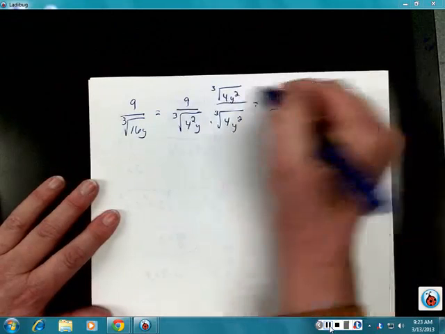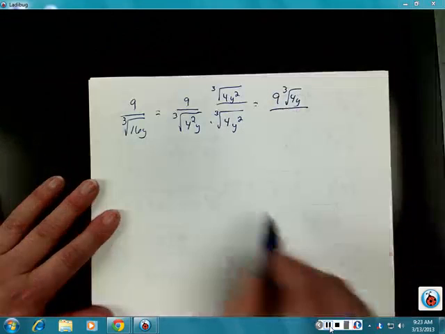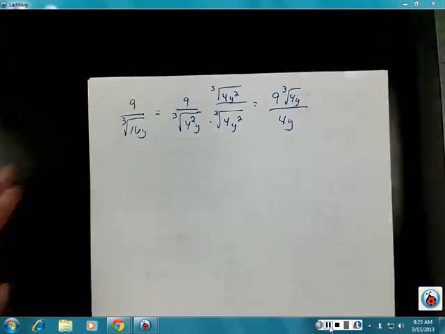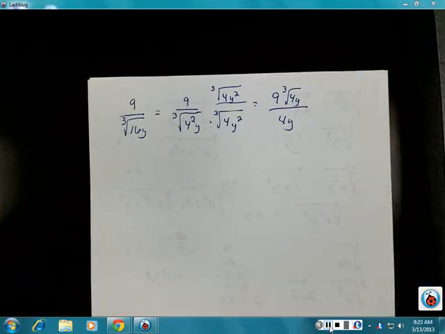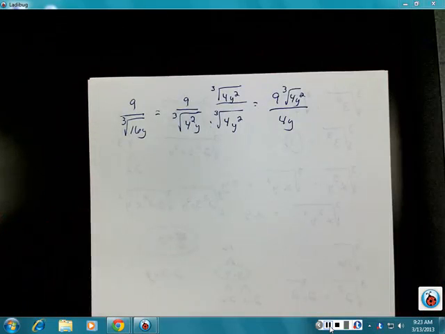And so what would I be left with on the top? Well, I can't put any of that together, so 9, the cube root of 4y. The bottom is going to give me 4y. And can I put that into Hawks? Will Hawks be happy if I plug that in? Hawks won't be happy? Oh, thanks. Yep, I need a square. Thank you.